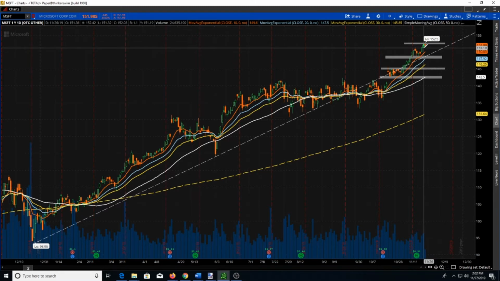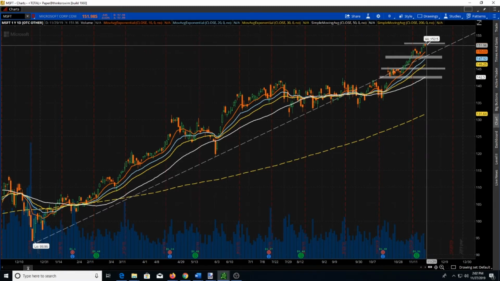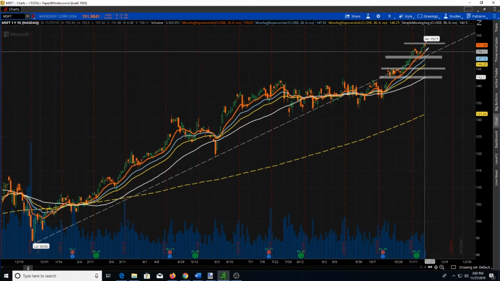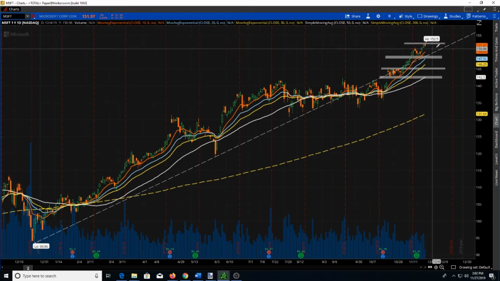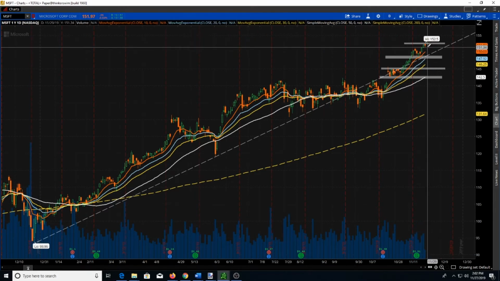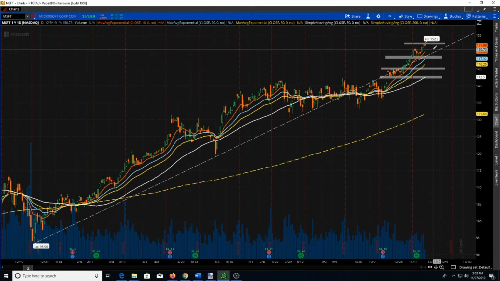Now, first of all, I would never go long at a 52-week high. And I also wouldn't go long this far above my 10 EMA. My guess is if I look at my other charts, it's also going to tell me that Microsoft is not a good buy here. However, today we're just talking about price levels.